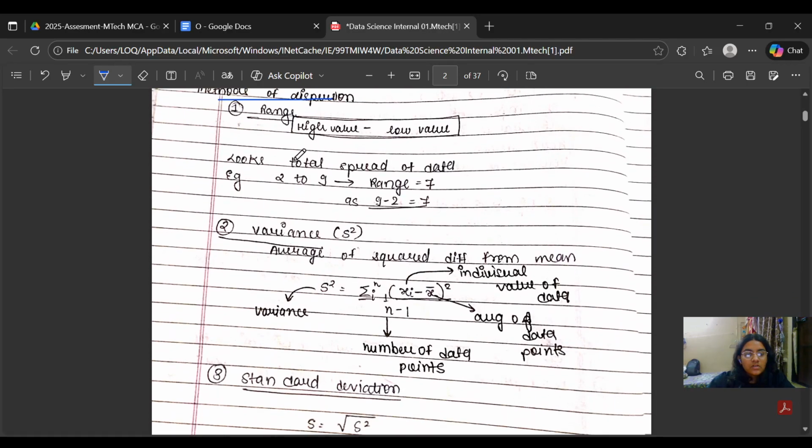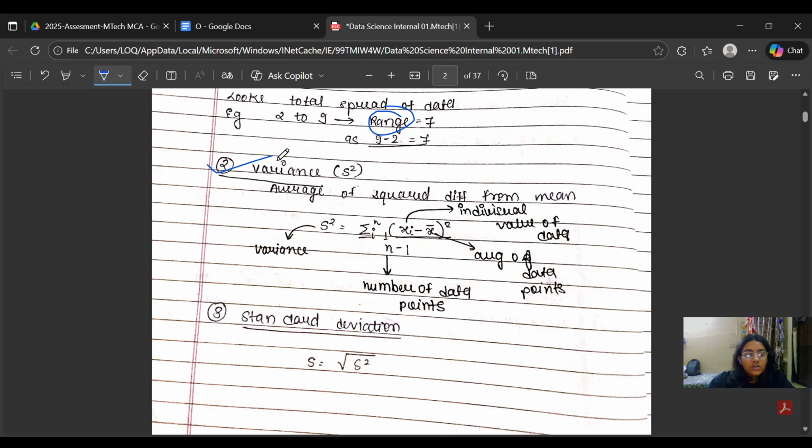Methods of dispersion. First is range. Range is high value minus low value. Like the total spread of data could be ranging from 2 to 9, so the range would be 7, as 9 minus 2 is 7.